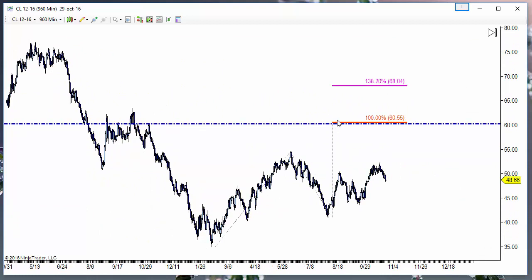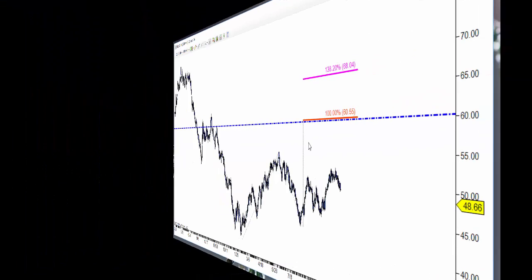In this example we have a superposition of two levels: the 1-to-1 extension and these high and low pivots confluence. When we have a confluence of two or more conditions, this is another level to be taken into account.